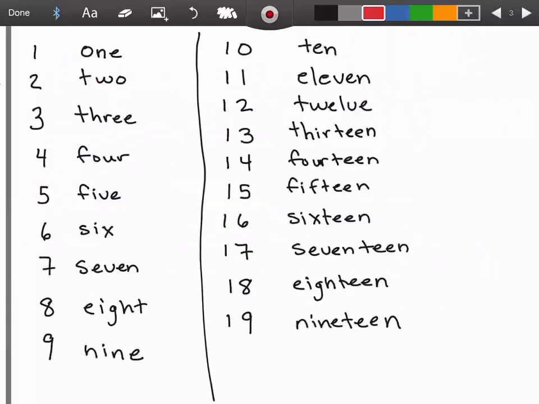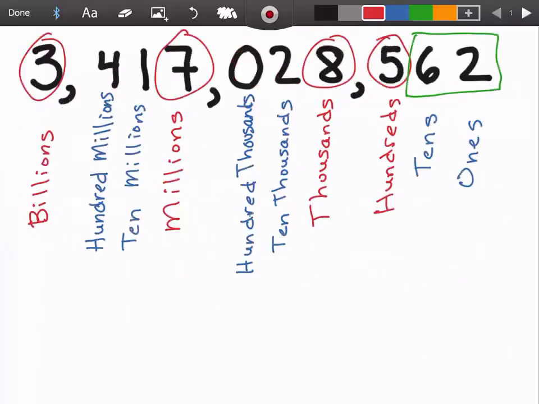All right, let's ramp this up a little bit. Let's go back to our original slide here. Again, we said this number was 3,417,028,562. What is going on here? Let's look. And remember, everything in red, you're going to read the place. Wherever you see a comma, that's where something special is going on for the most part. So let's write out this number.